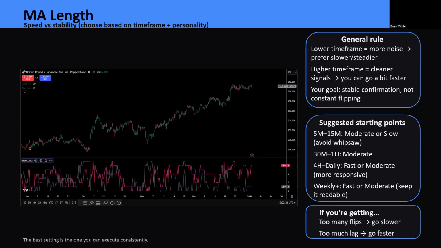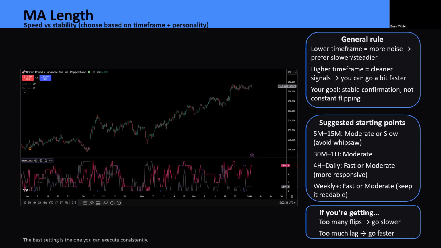As you go to higher time frames, the market becomes cleaner. Being too slow can lag, and you don't want to do that. So on a 4 hour or daily, I like the faster or the moderate as well. So it stays responsive, but it is still readable. So here's my adjustment rule. If it flips too much, go slower. If it feels late, speed it up and go a little bit faster. We're not chasing perfection here. We're really trying to build a repeatable execution.